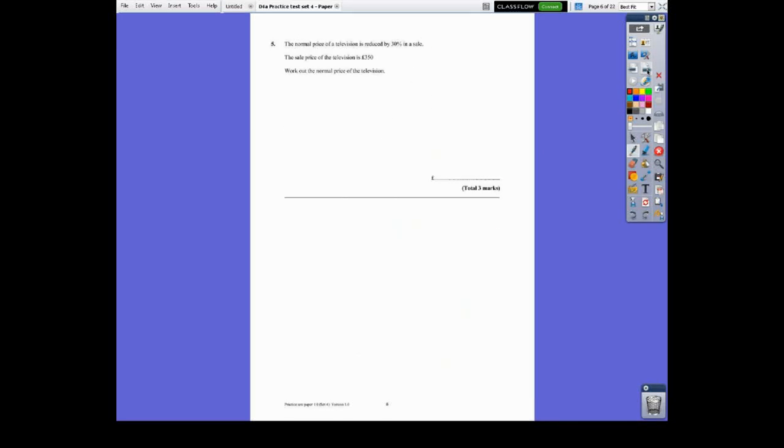Next question. The normal price of a television is reduced by 30% in a sale. The sale price is £350. Work out the normal price.